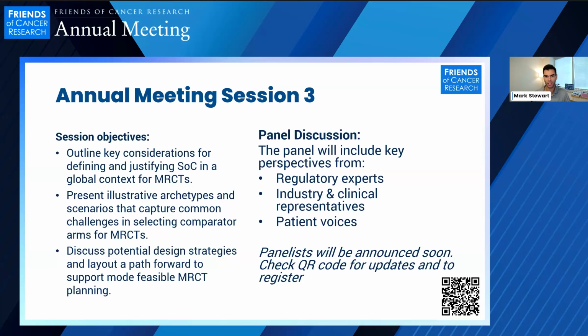And so in summary, comparator selection in multi-regional clinical trials is both a scientific challenge and a real-world barrier to getting therapies to patients. Our white paper and panel discussion aim to highlight the dimensions of standard of care selection, surface frequently encountered challenges, and more importantly, explore strategies that can help bring greater predictability and transparency to comparator selection.